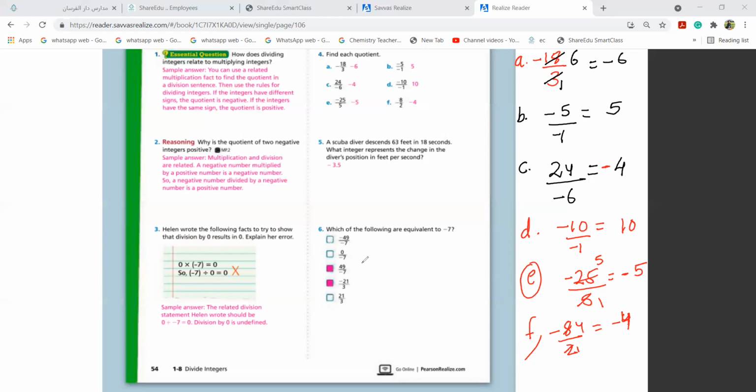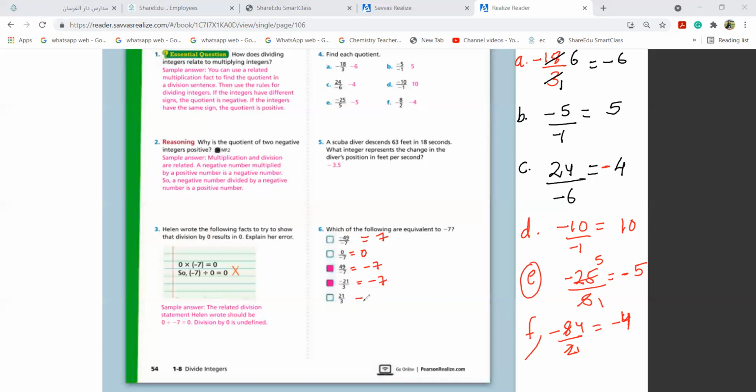Okay. Question number 6. Minus 14. You know that 49 over 7 is 7, because 7 times 7 is 49. So both negative, you'll get a positive answer. This is 0; 0 by anything is 0. Negative answer.